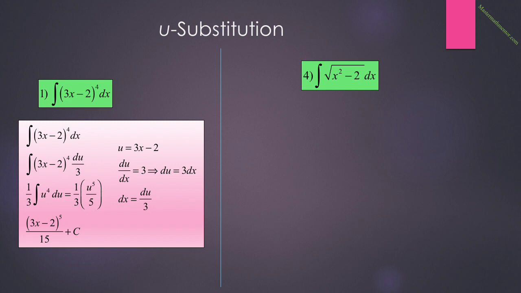But here's another approach. You could solve for dx. dx is equal to du over 3. So we go to the original expression, and wherever we see a dx, we replace it with a du over 3. We can take the division by 3 to the outside and write this problem in terms of u. This becomes 1/3 the integral of u to the 4th du, and we are right back to where we started. We end up with the same answer, 3x minus 2 to the 5th over 15 plus c.